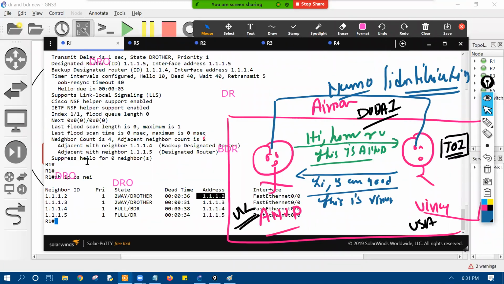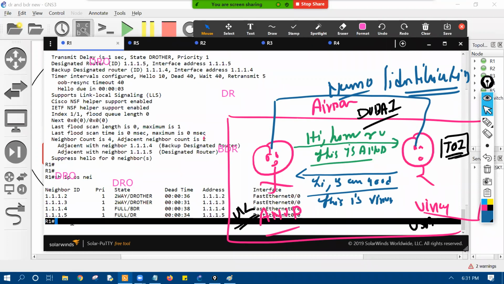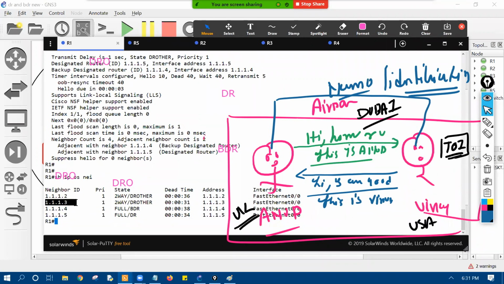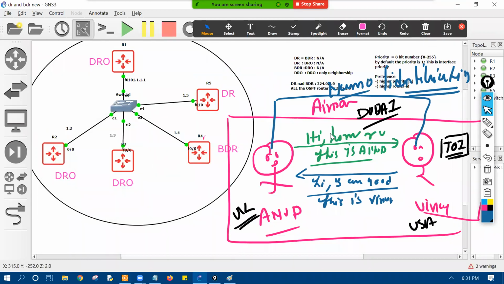Just identification. This person is present in my broadcast domain. R1 identifies this person, and this person is present in my broadcast domain. Now, this is known as a neighborship. That means I have information about you. This guy is saying that I have information about you. This is a neighborship, only the identification information.